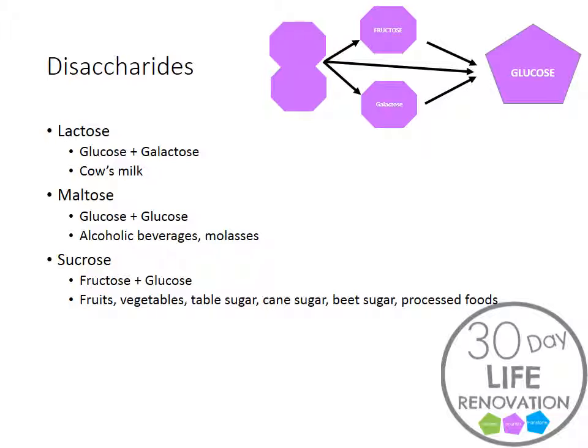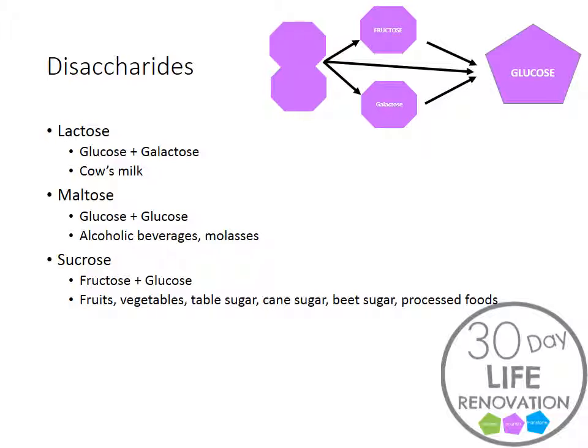Disaccharides are made up of some combination of fructose, galactose, and glucose. So lactose, which is found in cow's milk, is actually a disaccharide, which is composed of a glucose molecule and a galactose molecule bound together. And once they are ingested, the body digests them into their separate parts. So it breaks them apart into glucose and galactose, and then it further converts galactose into glucose.